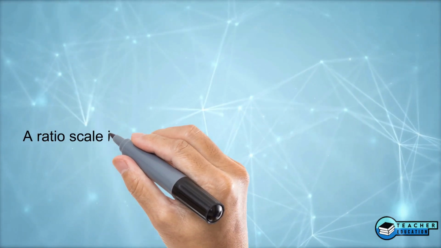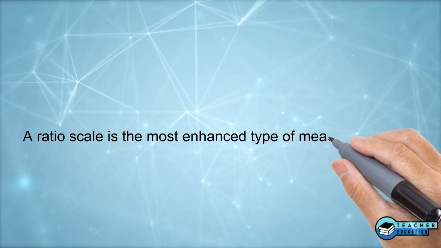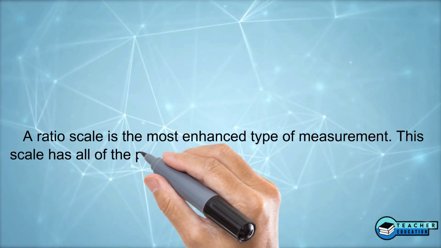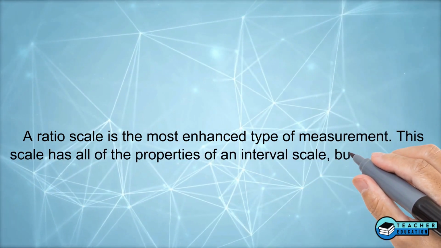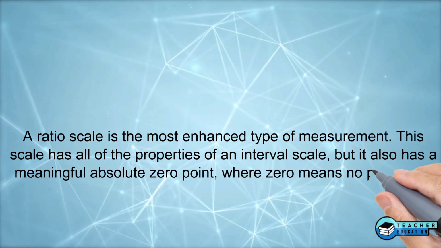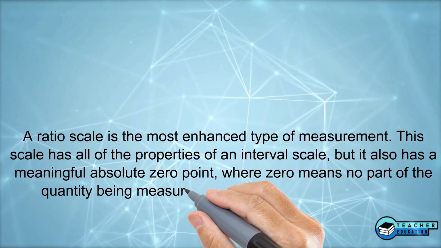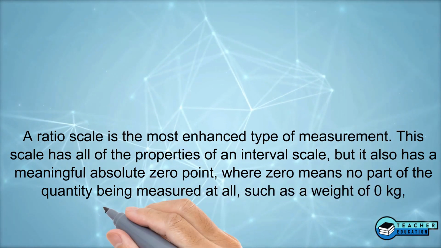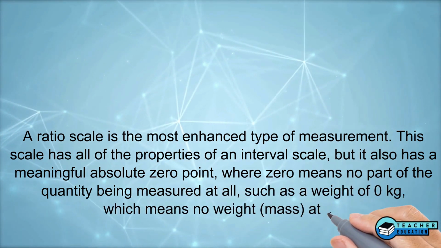A ratio scale is the most enhanced type of measurement. This scale has all the properties of an interval scale, but it also has a meaningful absolute 0 point, where 0 means no part of the quantity being measured at all, such as weight of 0 kg, which means no weight at all.